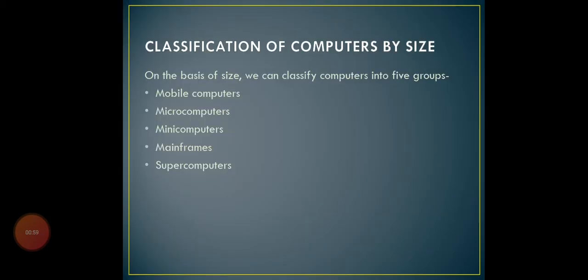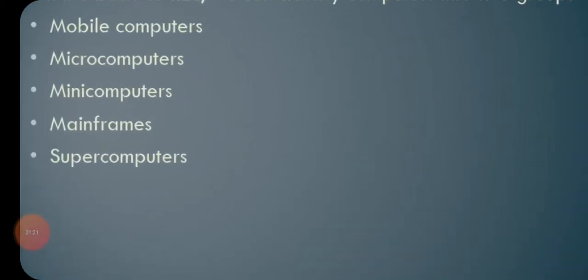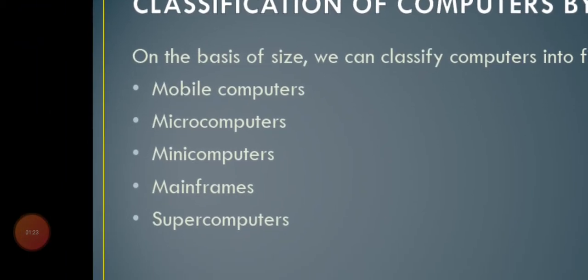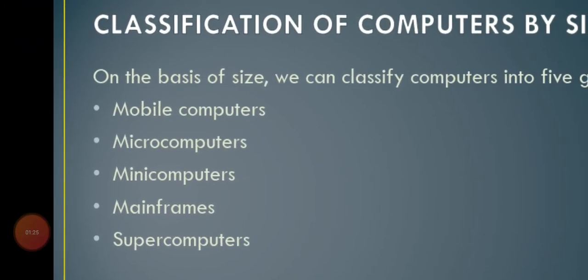The first chapter begins with the topic classifications of computers by size. On the basis of size, we can classify computers into 5 groups. Those 5 major groups are mobile computers, microcomputers, mini computers, mainframe computers, and supercomputers. As you can see, I have prepared a slide according to your syllabus.